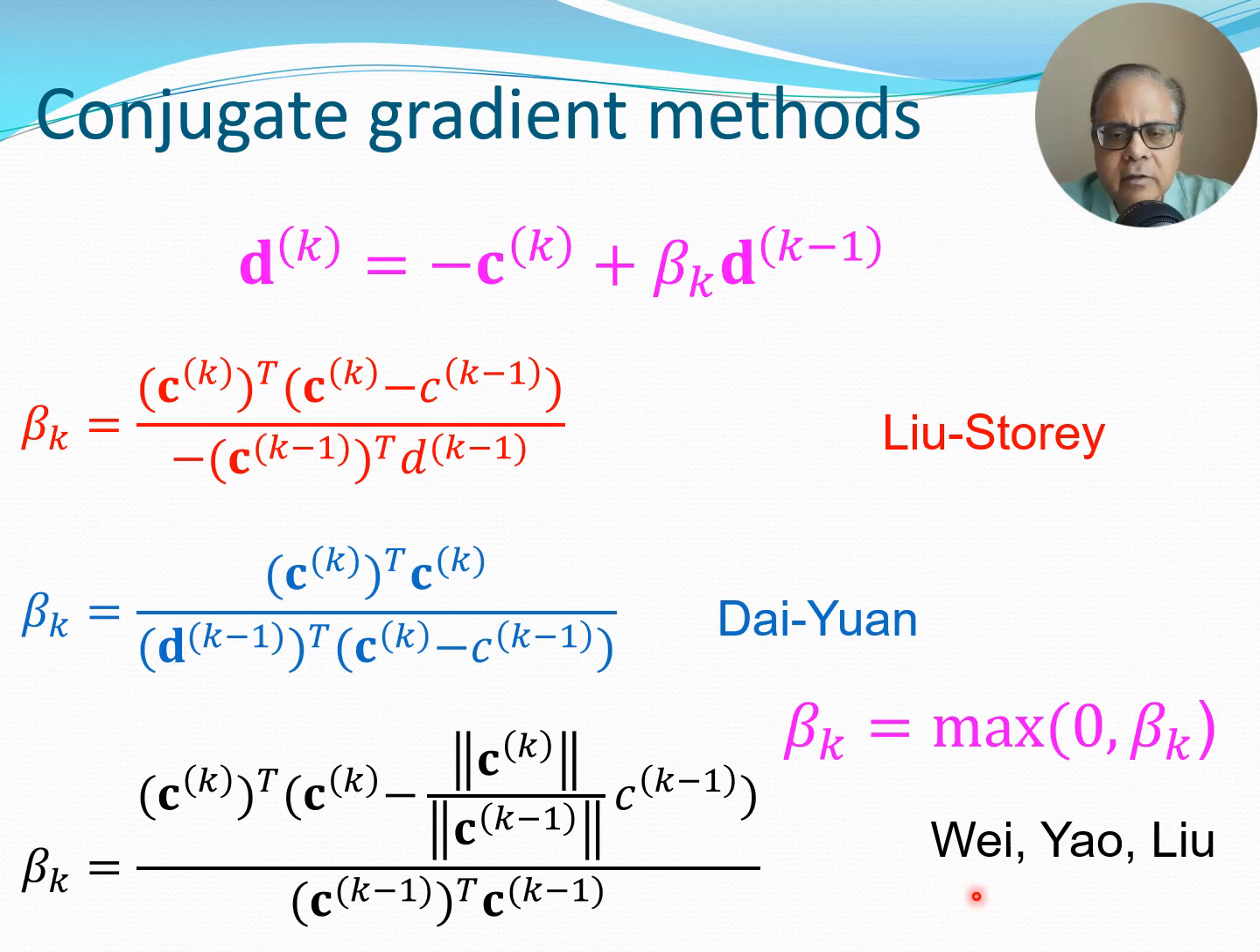For example, the Wei Yao Liu method. Now there are more methods I found in various papers out there, but I don't include them because they have started bringing in more factors into the method. So some factor like mu, some tunable factor, which is essentially used to control beta k. So I am keeping with the methods which are relatively simple in the sense that you simply need the gradient vector at the current point and the previous point, or the search direction at the previous point, to essentially calculate beta k.